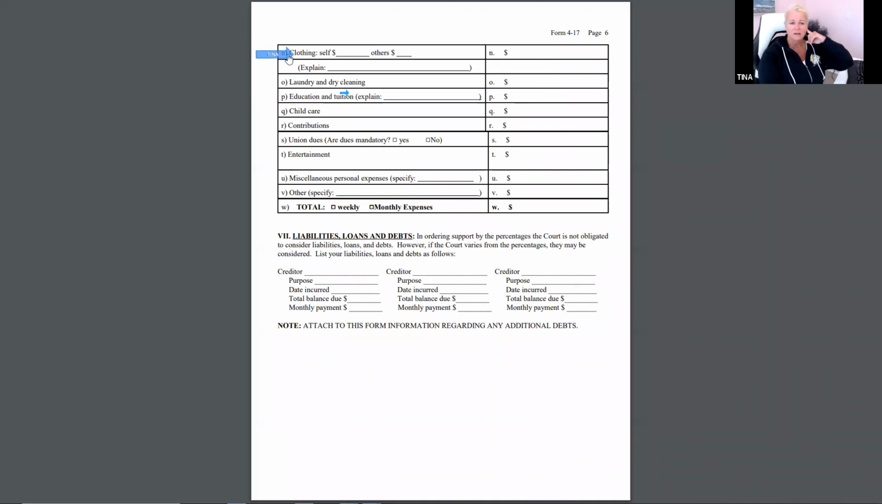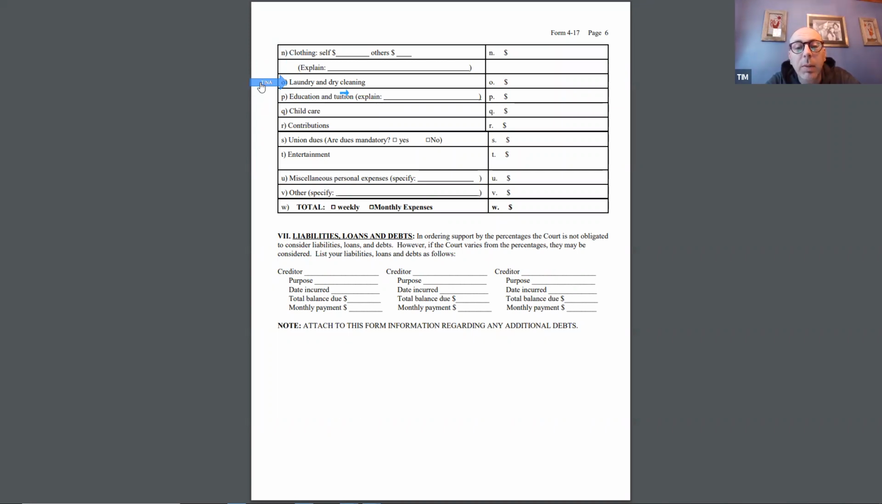Clothing for what you spend on yourself, average it out. Others, your kids. Explain what you're spending money for. It could be work clothes. Laundry and dry cleaning: how much you spent. If you're buying a 60 pack of pods, put it there, but don't include it as food, right? Correct. Childcare, when you see that down there, that may be included already in a current order. And if it is, then write that in there. Included in current order. It may be part of a support obligation.